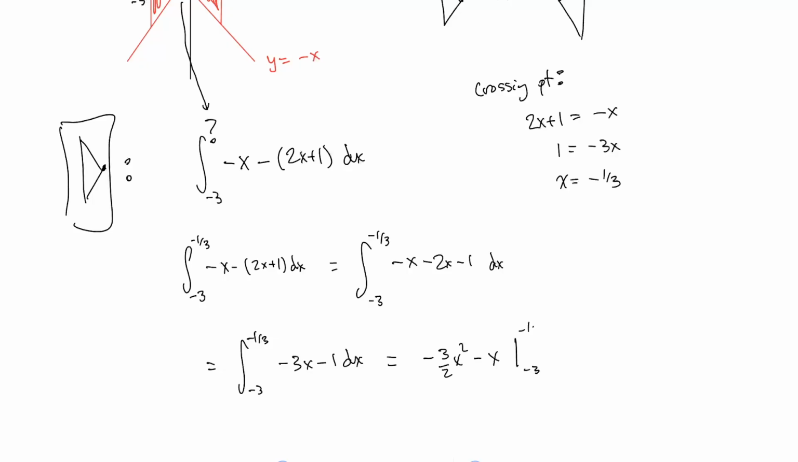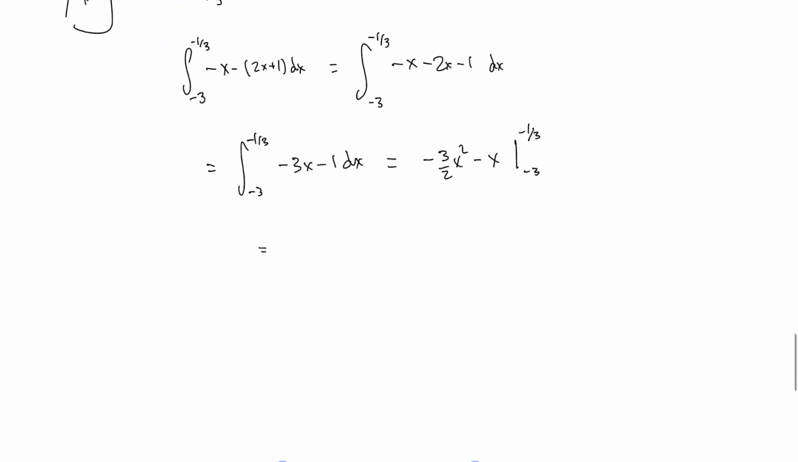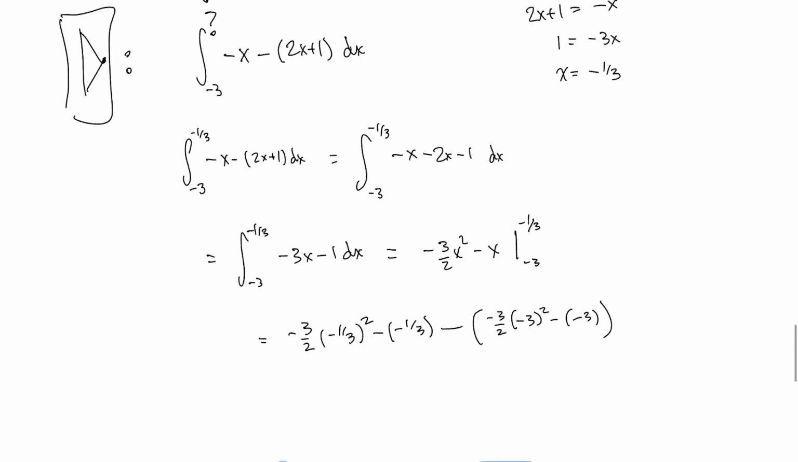And then I got to plug these numbers in, and then we get whatever we get. So this is minus 3/2 times negative 1/3 squared minus negative 1/3. Remember to get all your minus signs proper. And then subtract minus 3/2 times negative 3 squared minus negative 3. Like that. This is a number, whatever that is. That's the area. Now, we're not done here. This is not the end because that's just the area of the left side.